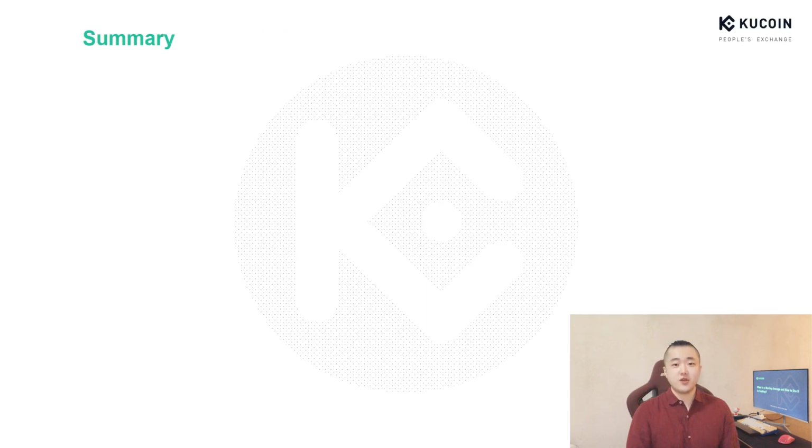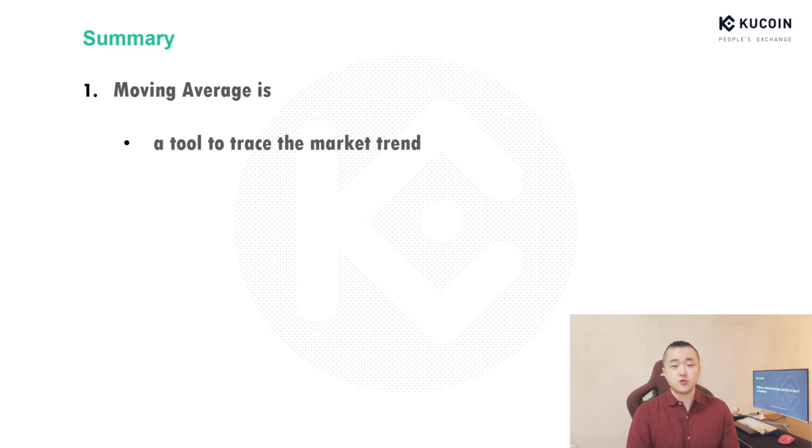Before we end this video, here is a summary of all we have learned today. We have discovered 3 topics. Firstly, the moving average is the tool to help us identify the main trend, and it is lagging since it is not a market forecast.